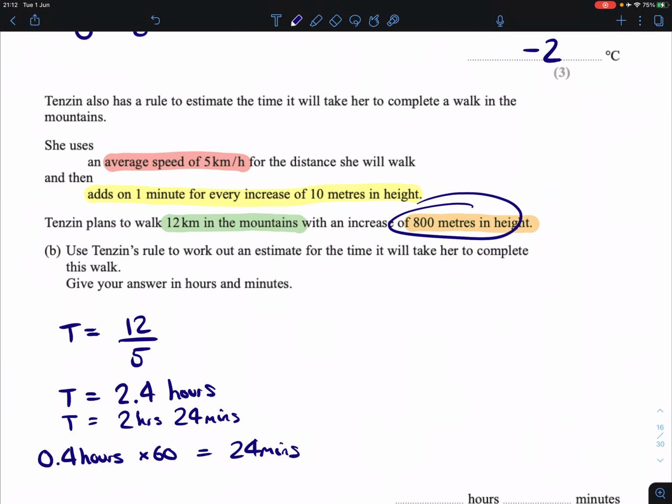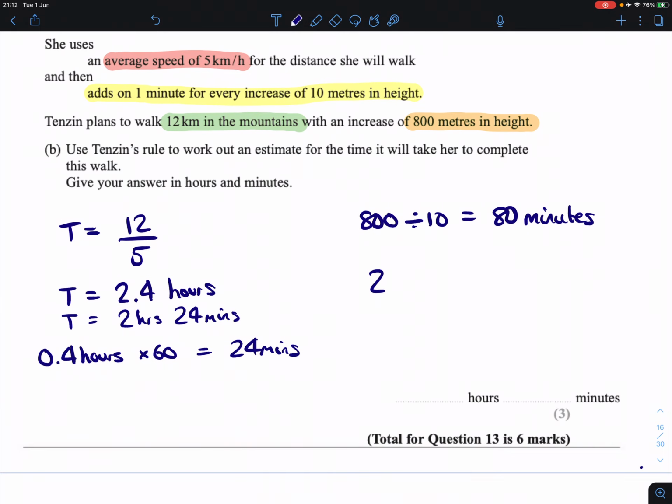800 meters is the total height gained, and for every 10 meters, we're adding on a minute. So let's find out how many 10 meters go into 800. So 800 divided by 10 will give us 80. For every 10 meters, we have 1 minute, so that 80 actually just amounts to an extra 80 minutes. So we have our 2 hours and 24 minutes. If we add 80 to that, that now gives us 2 hours and 104 minutes.